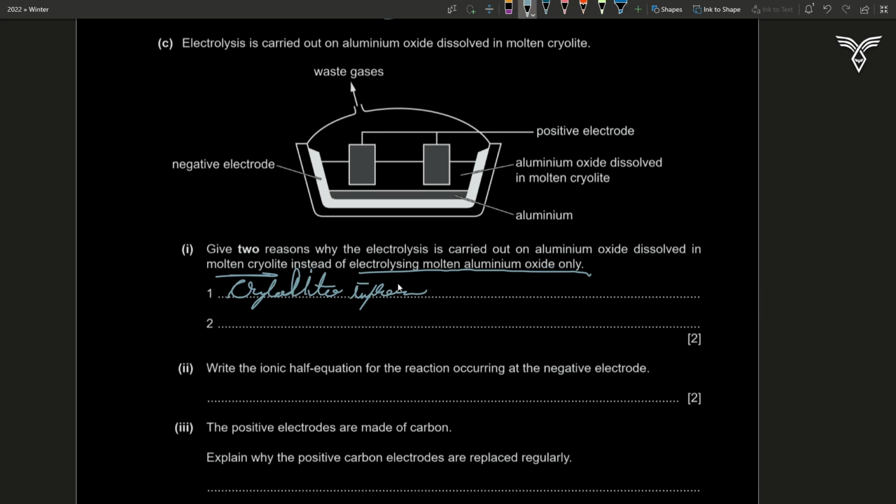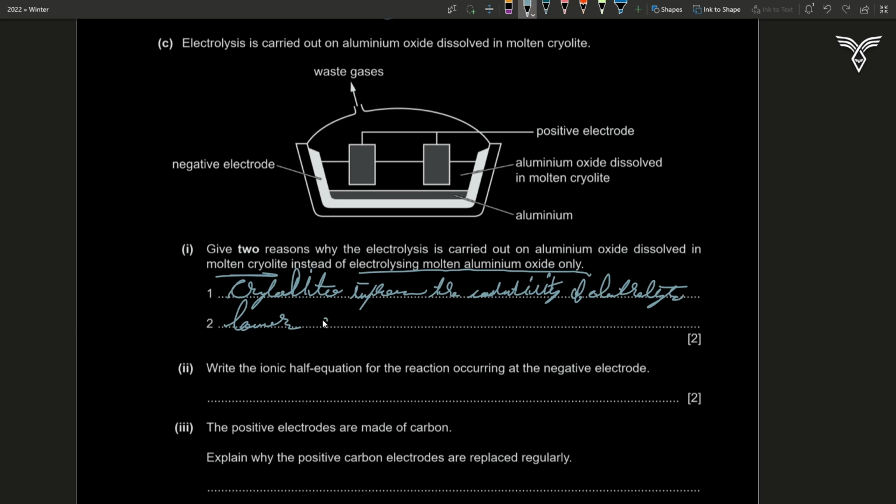It improves the conductivity of the electrolyte. Nice. So when I electrolyze the whole electrolyte, it should be more conductive, meaning it should be more efficient, so I don't waste as much energy. What's the second advantage? That it lowers operating temperature.